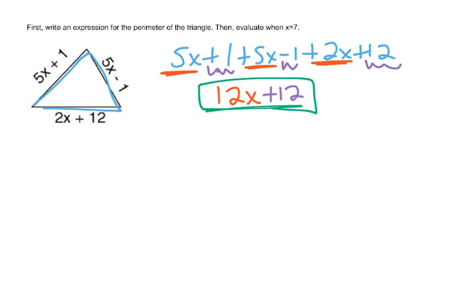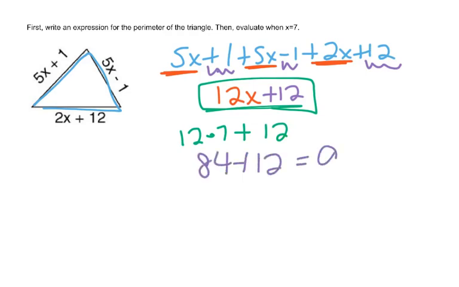Now you have to evaluate when x equals 7, so let's just plug it in. We've got 12 times 7, because 12 times x is 12x, that's how you write it, plus 12. That gives you 84 plus 12, which equals 96. That's your second part of the answer.